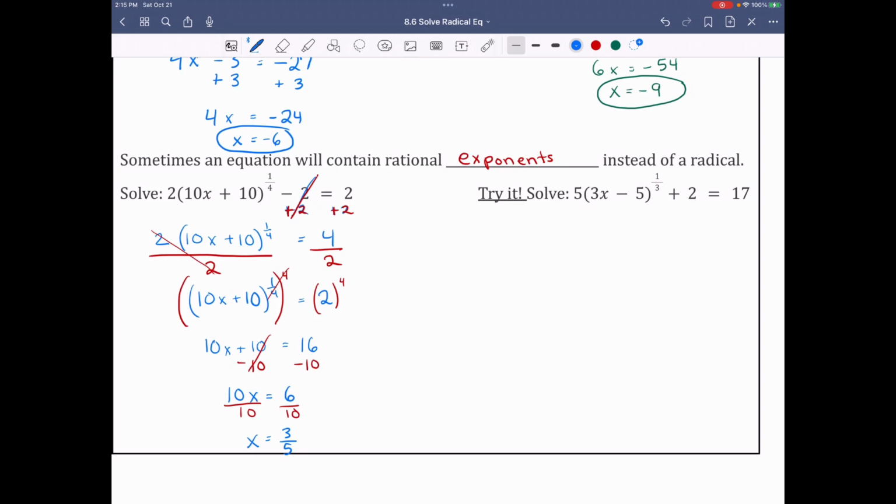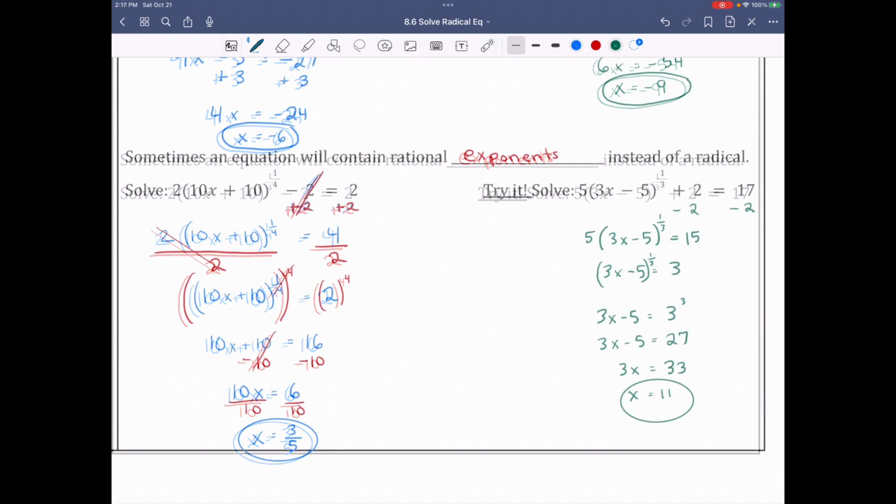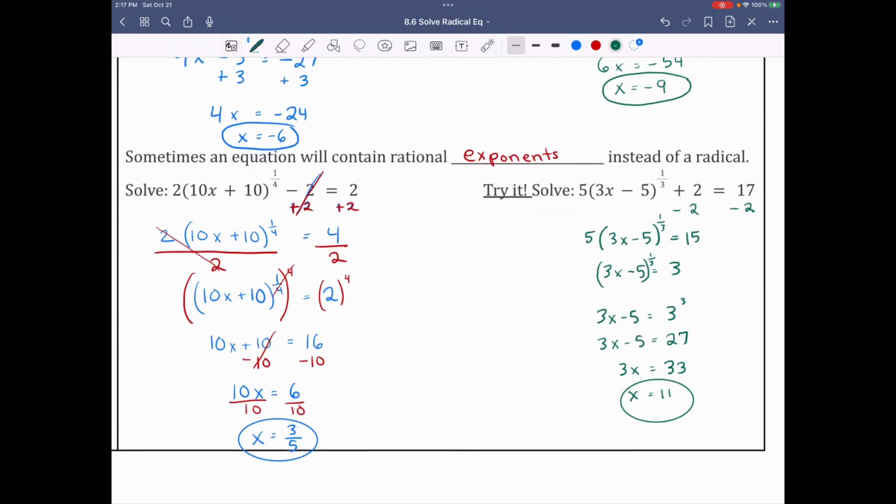You could plug it in and check it, but I'm pretty confident that we did that correctly. I'm going to pause the video and have you do the try it in your groups at the whiteboard. And check your answer and then turn the page when you're ready.